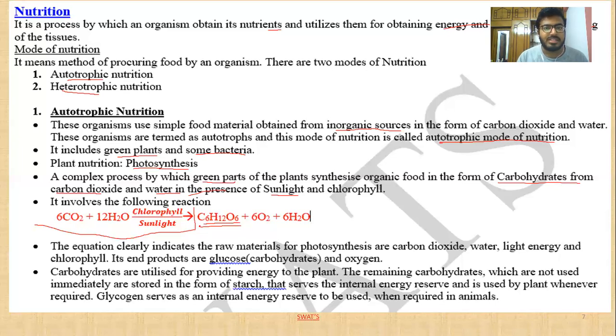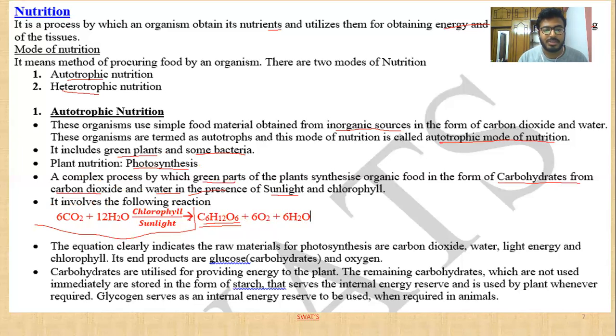Also, one more thing: this year, in the 2020 March board exam, this question, write the equation of photosynthesis, was asked for 2 marks. So only this equation you need to write. This equation is very important. Remember, 6 CO2 plus 12 H2O. After 6 comes 12. Here, 6, 12, 6: C6 H12 O6.